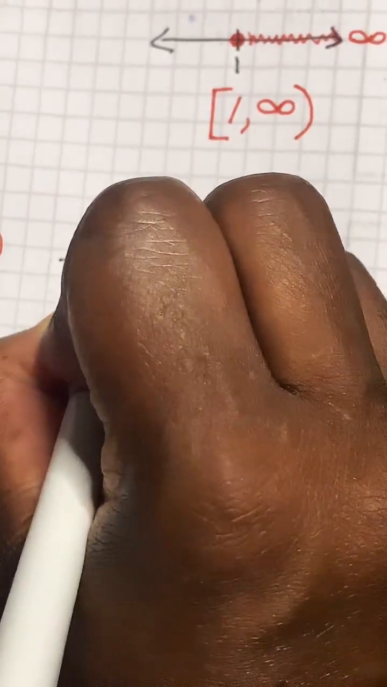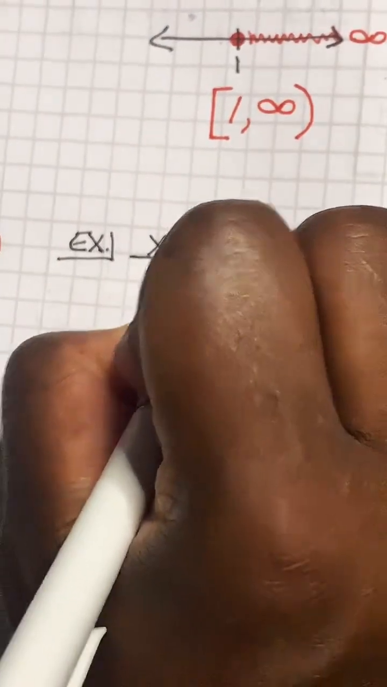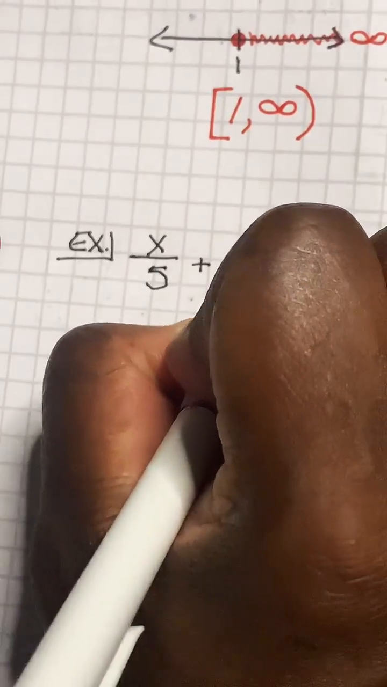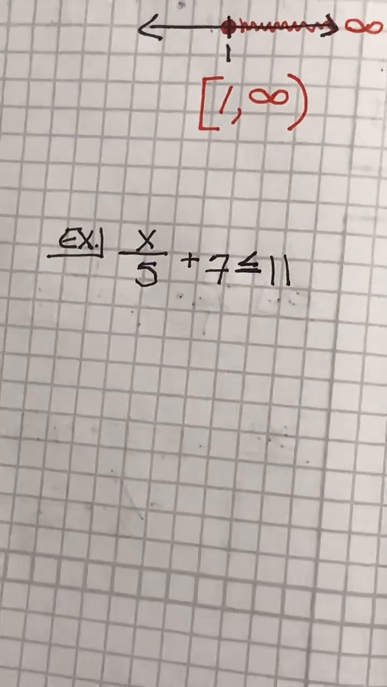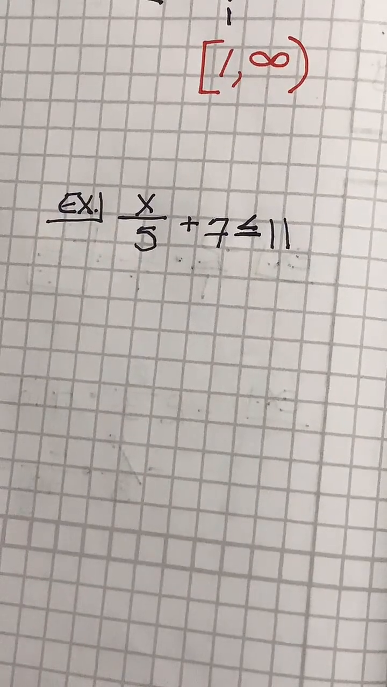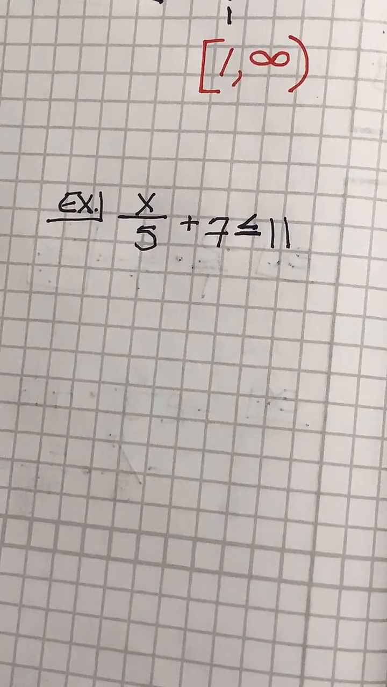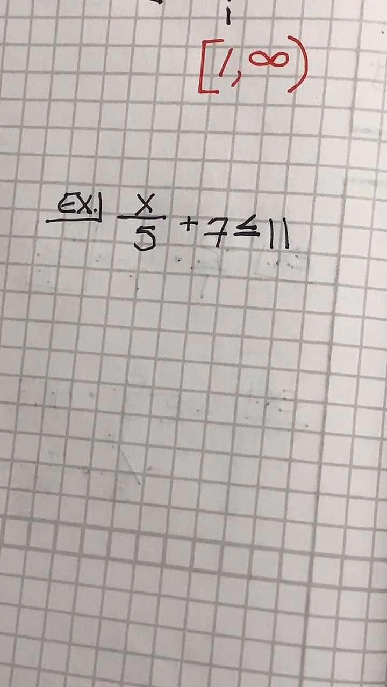So if we have x fifths plus 7 equals 11, I'm going to say less than or equal to 11. Do this problem yourself. Do not put your answers down until I tell you to. Go ahead and work it out. You can type it, but don't hit send. This is Algebra 1.